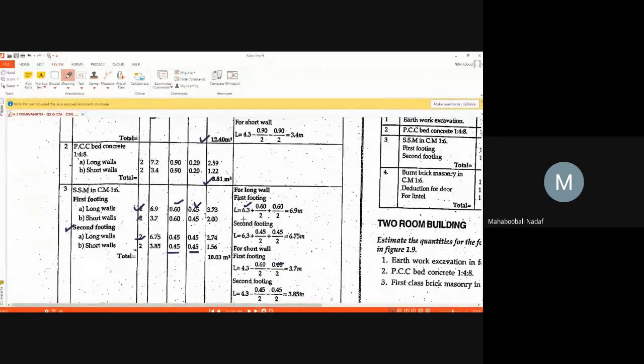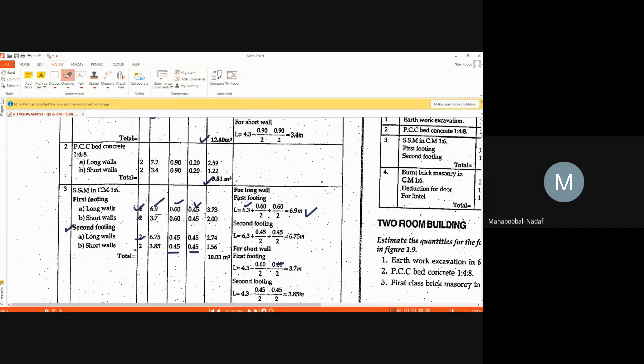So center to center plus b by 2 plus b by 2. What is that? Plus 0.6 by 2 plus 0.6 by 2. How much will you get? 6.9. So this 6.9 is the corrected long wall distance in the first footing. In the first footing, okay?